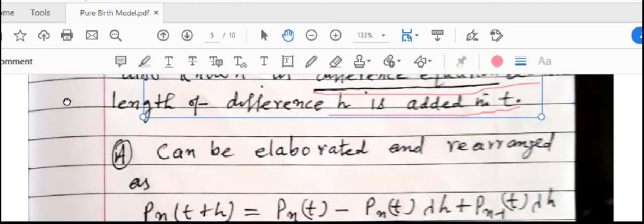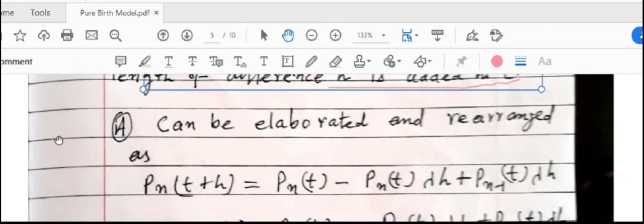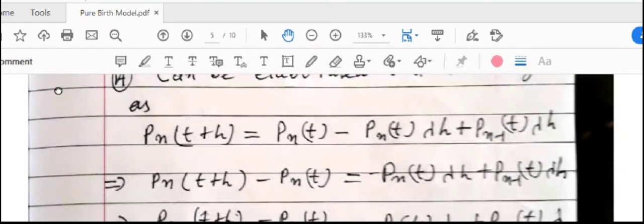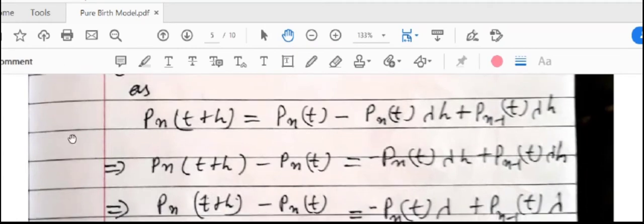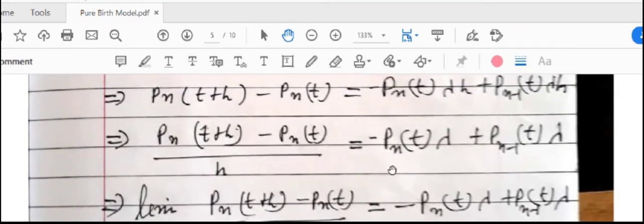Now we are going to elaborate and rearrange it. You look at, nothing is new, but how we are rearranging it. P_n(t+h): we just opened this bracket, and then P_n(t+h), we transferred P_n(t) to the left hand side, and after all we are just dividing by h. h is available in the right hand side also. So when we divide from the right hand side, h vanishes.